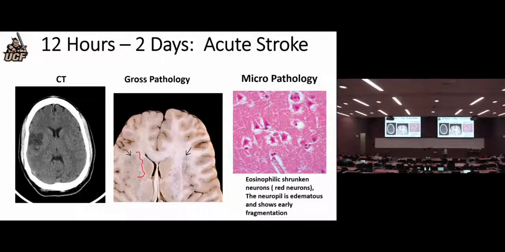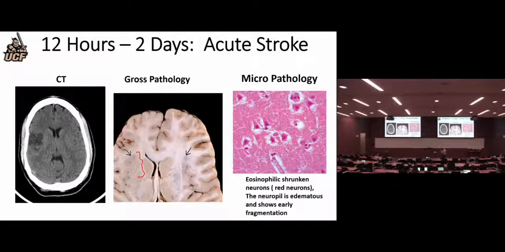Here's a little later stroke. After 12 hours to 2 days, you definitely start seeing more attenuation on the CT scan. It sort of correlates with, got this from Dr. Hussein. It just looks a little darker. I mean, obviously the patient was dead or you wouldn't have this gross pathology, but this side looks a little more shrunken and darker than the other side.